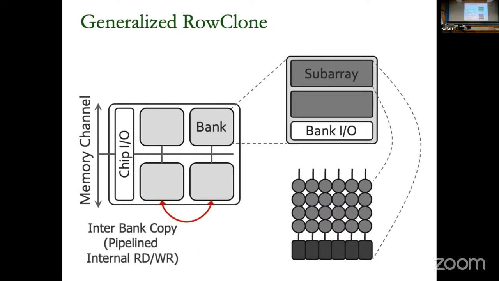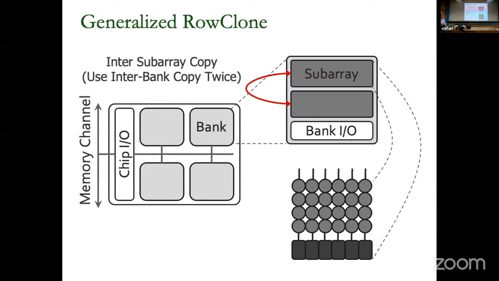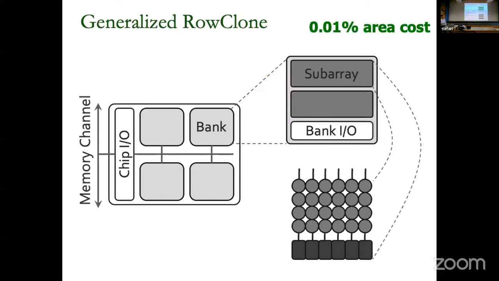If you want to copy data across different banks, you are going to use what's called pipeline serial mode in the paper. We are going to do the activation and then pipeline the cache lines across the shared interconnect that connects different banks. And then if you want to do inter-subarray copy, you're going to use the inter-bank mechanism twice to copy through the bank. You're going to see this in the next slides. This incurs really low area cost. The only thing you need to make this work is some redesign of some I/O logic.